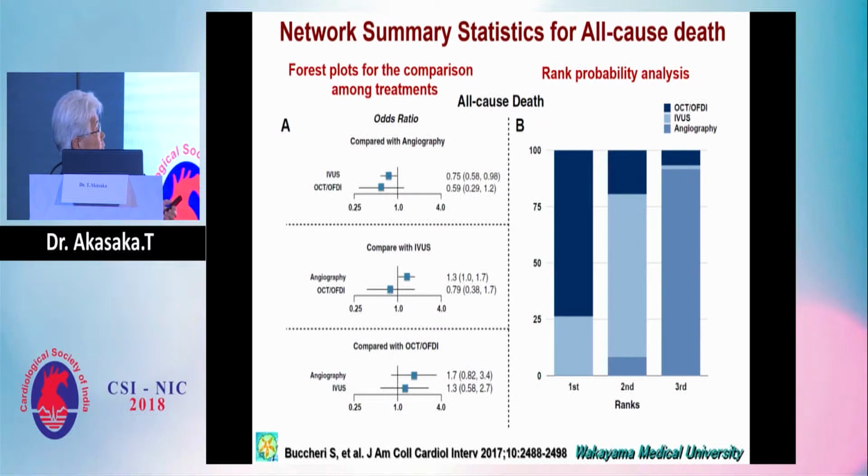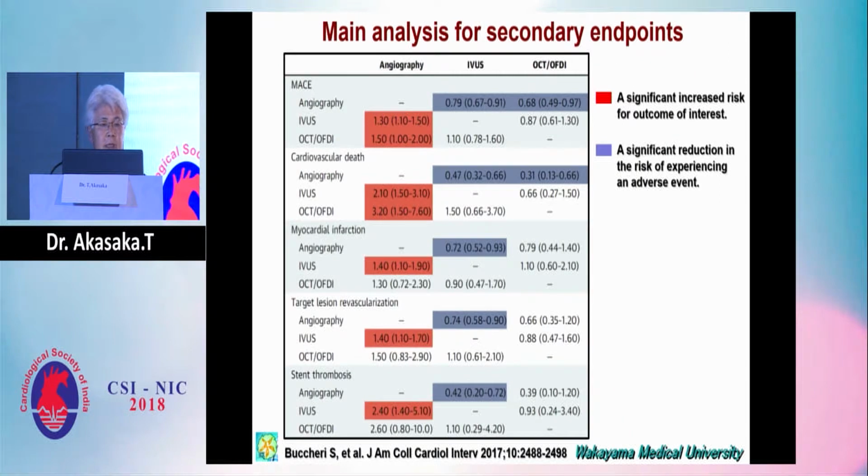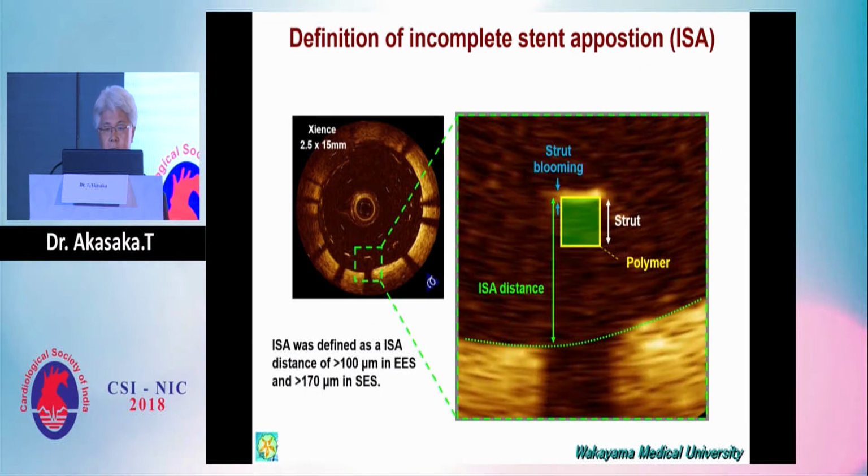And if you do the rank probability analysis, OCT should be the best, as shown in the right-hand side, and second should be IVUS, and angio is inferior to image guide. And this is the main analysis for a secondary endpoint. Red color demonstrates significant increased risk for the outcome of interest. So compared with angiography, IVUS and OCT demonstrate better results in MACE, cardiac death and myocardial infarction. Also the target lesion revascularization and stent thrombosis, as shown in this slide.